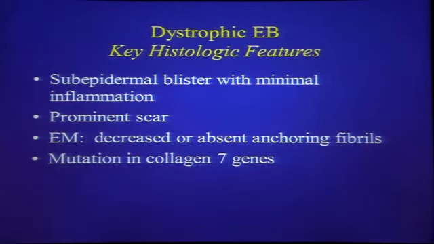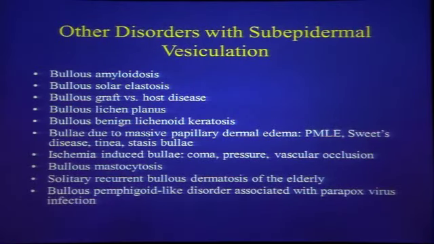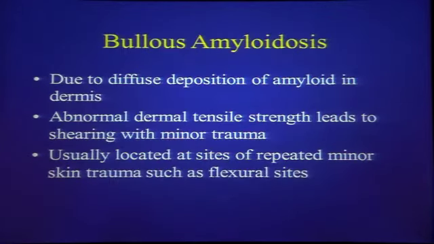If you look under the microscope, basically you don't see much inflammation, but you get the blister that occurs beneath everything with extensive scar, and then as time goes on, they develop squamous cell carcinomas in these locations here. So again, important to distinguish that with electron microscopy. Other disorders develop with subepidermal vesiculation that occur sort of secondarily. Just a couple examples of these.